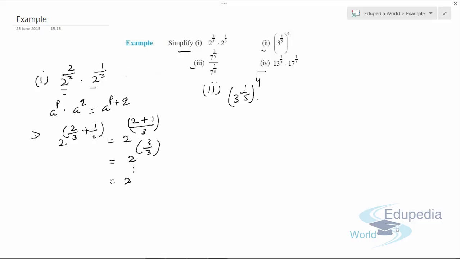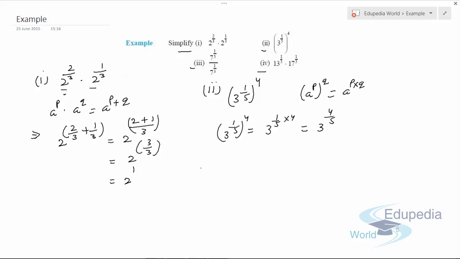So clearly in this question we can apply the law a raised to power p, whole power q, equals a raised to power p into q. So we can multiply the powers. So 3 raised to power 1 by 5, raised to power 4, can be written as 3 raised to power 1 by 5 into 4. So the answer will come out to be 3 raised to power 4 by 5.